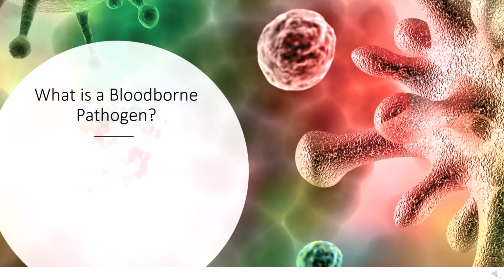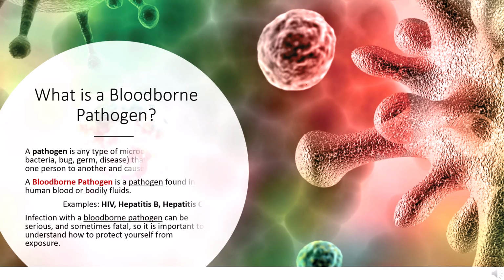What is a bloodborne pathogen? A pathogen is any type of microorganism, such as a virus, bacteria, bug, germ, or disease, that can be spread from one person to another and make them sick. A bloodborne pathogen is a pathogen found in and spread by contact with human blood or other bodily fluids.